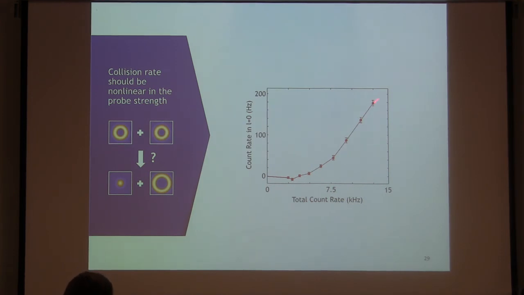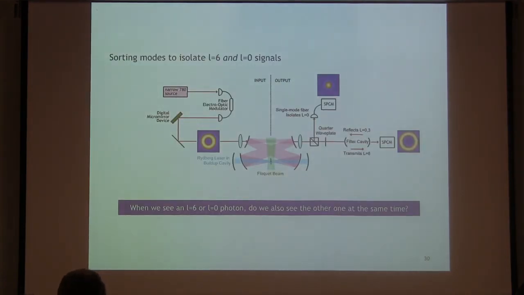But the fact that we see this nonlinear relationship sort of suggests that we're getting some kind of interactions between the photons. The more interesting thing, though, and this is something which is sort of unique to optical photons, is to start to look for correlations between an L equals 0 photon and an L equals 6 photon. So the question is, how do you deterministically detect L equals 6 photons?